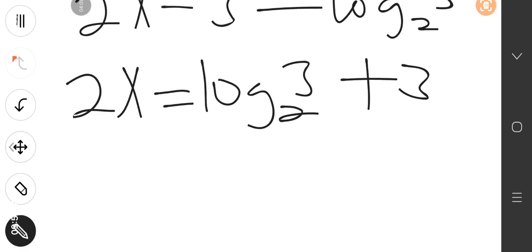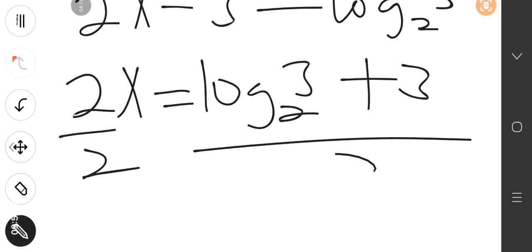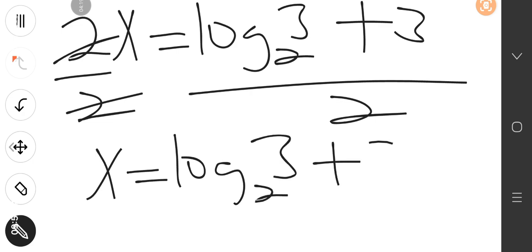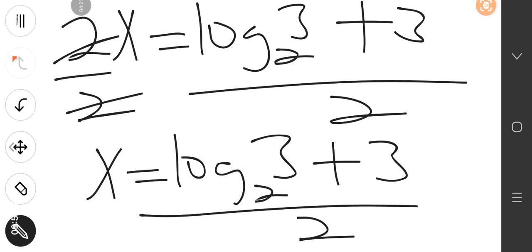So this gives us 2x equals log 3 base 2 plus 3. Okay, so we divide here by 2, here by 2. So this and this will cancel. So we are left with x equals (log 3 base 2 plus 3) all over 2. And this is our final answer.